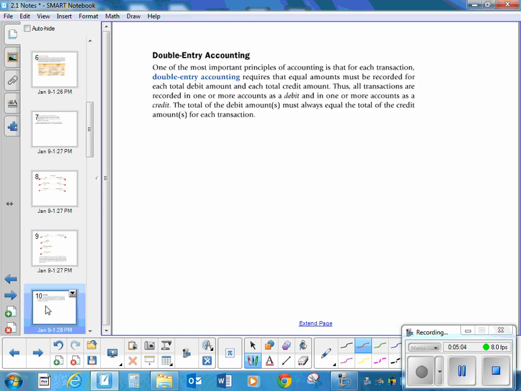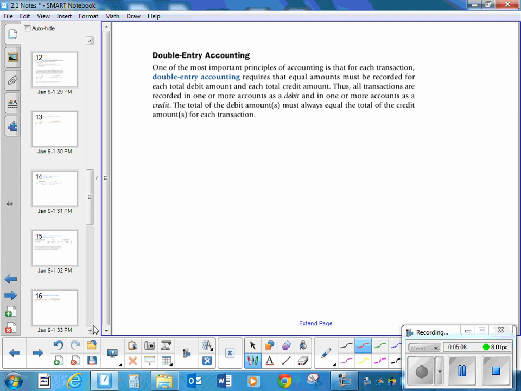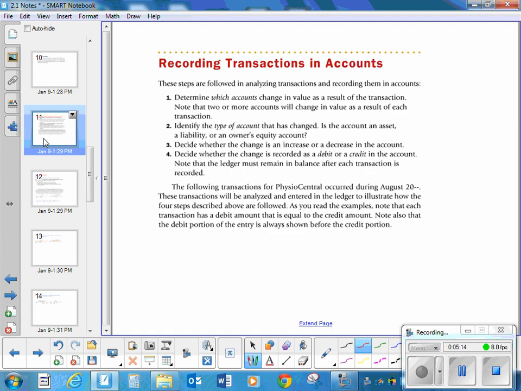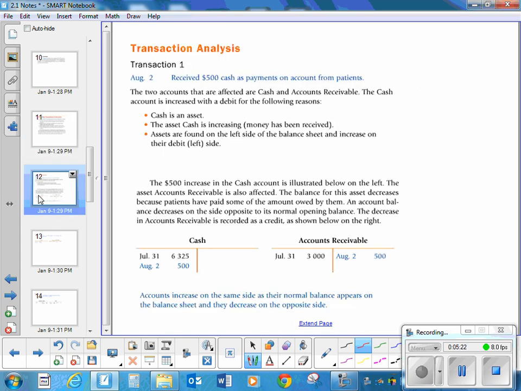Double entry accounting reminds us that for every transaction, there has to be at least 2 accounts involved, sometimes even 3. Okay, so now we're going to actually take the transactions that we did in our transaction analysis sheet and put them into T accounts. Okay, and it's going to look like this.